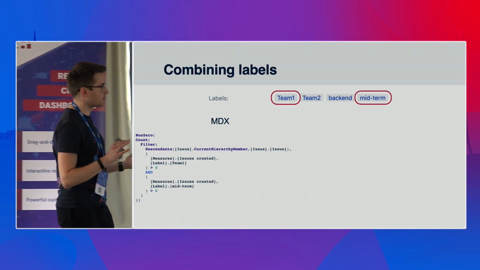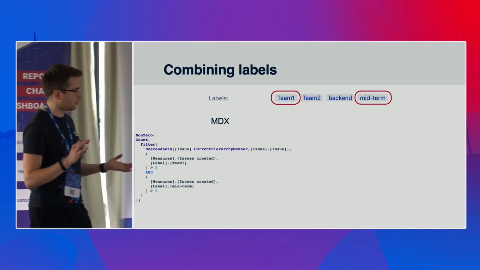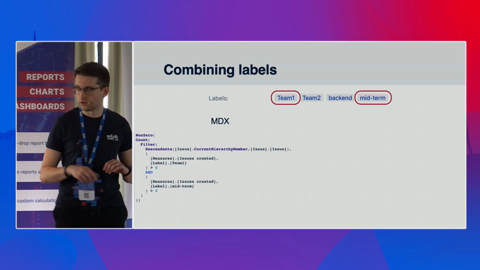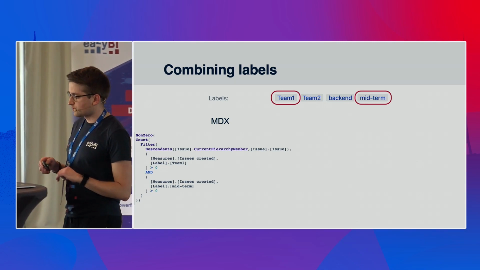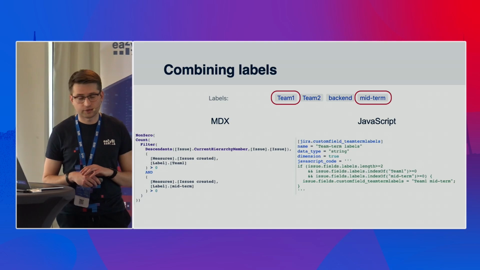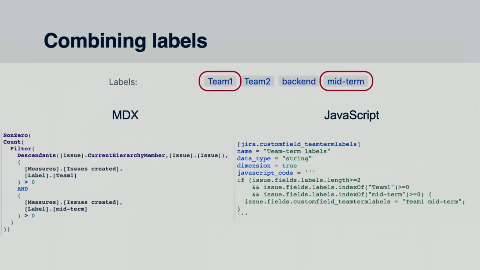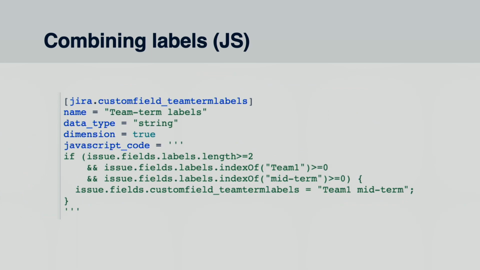So selection by these two labels can be very resourceful. The best way to approach this would be to pre-calculate and assign a certain value to all of the issues that have both the team1 label and the midterm label attached to them. Any JavaScript code that you will write in the advanced settings, I will cover only the advanced settings.